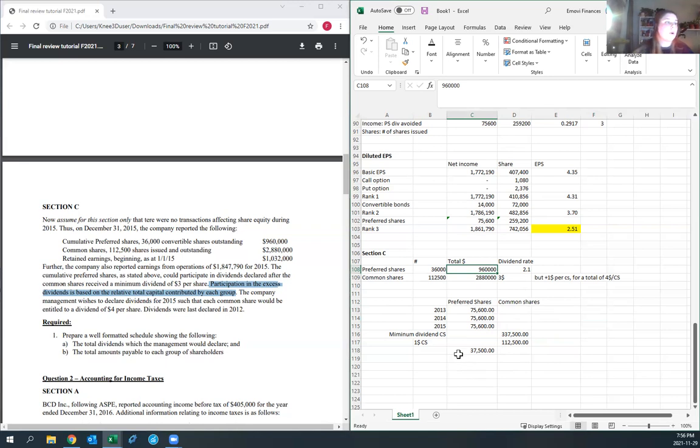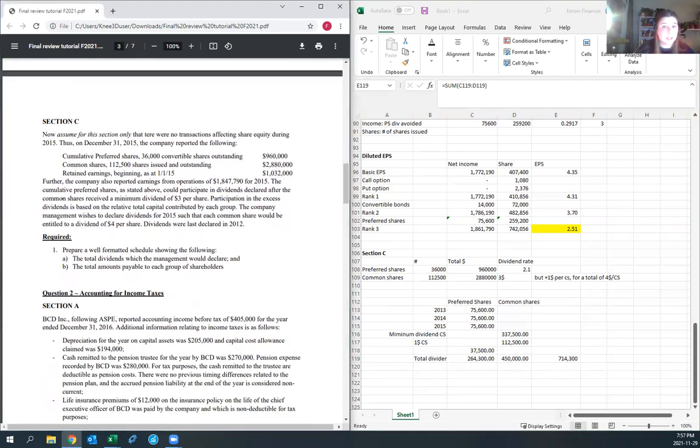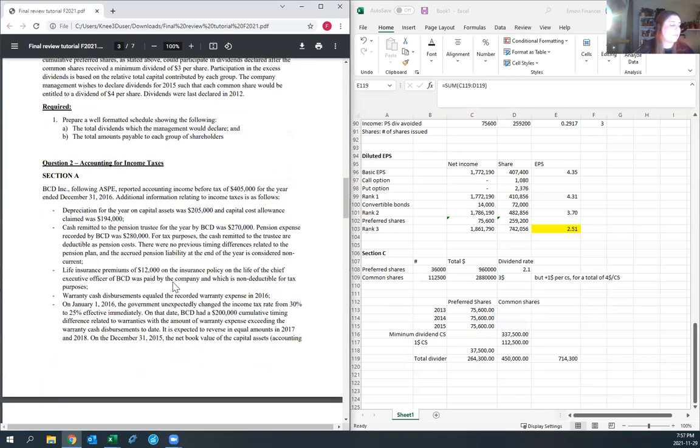No problem. So your total dividends that are going to be paid for both is going to be these amounts. Your preferred shareholders are going to get a $264,000 dividend. Your common shareholders are getting a $450,000 dividend. And in total, the company is going to declare $714,000 in dividends for the year 2015. And we're finally done with question 1. It's a long one. Hopefully, they're not as long in your exam.